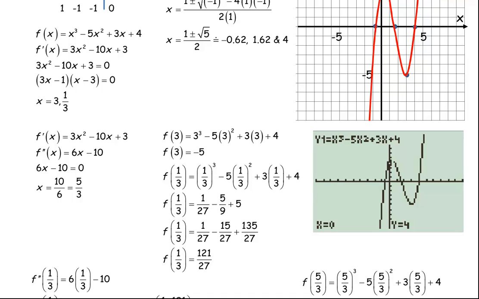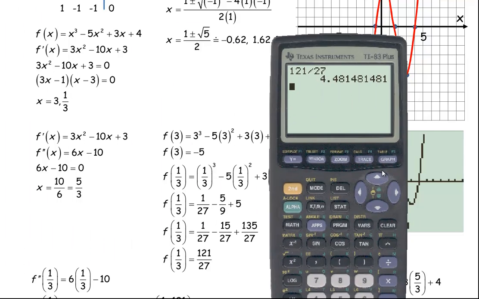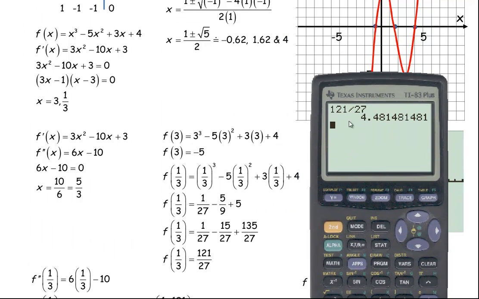For the purpose of graphing, of course, it'd be nice to know exactly what that is. So that's why I'm bringing this over. If we divide 121 by 27, it's just under 4.5. So just so we know where to graph it, that's the point 1/3 comma 121 over 27. So it's 1/3 comma almost exactly 4.5.